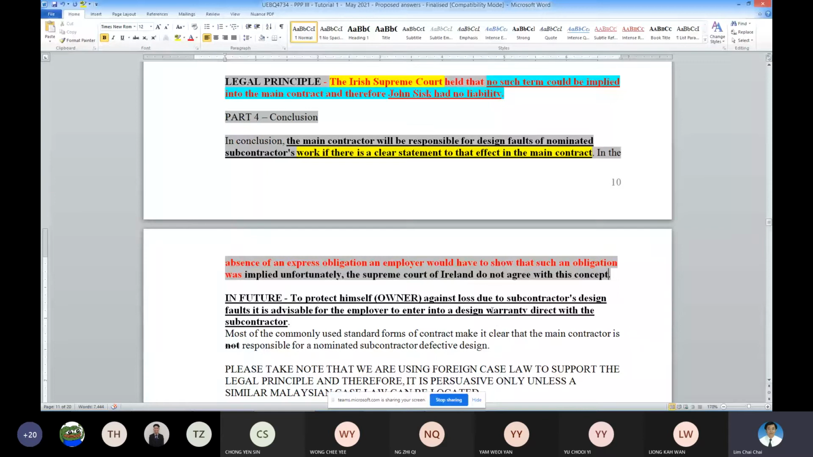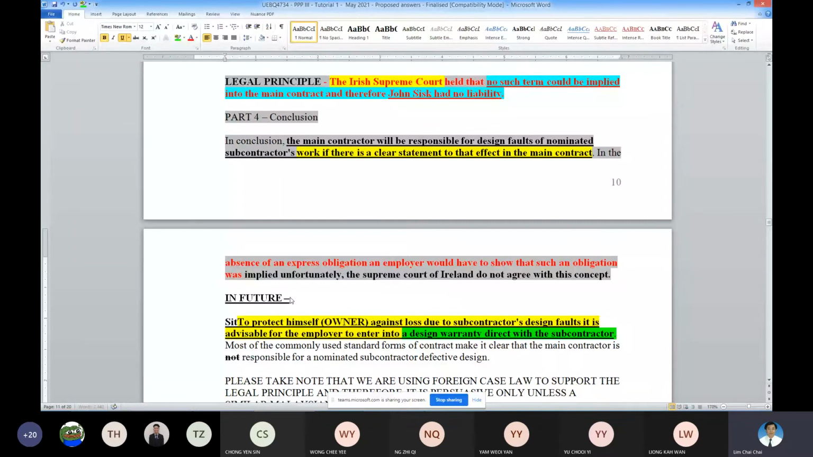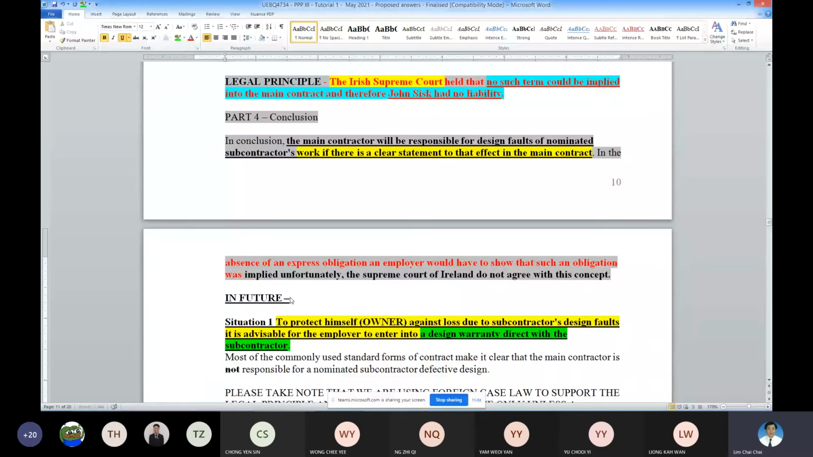Okay, in future, to protect the owner, you may have to put something like this: get the design warranty directly from the subcontractor or NSCs. Get the design warranty. Alternatively, so this one in future, situation 1, to protect himself.